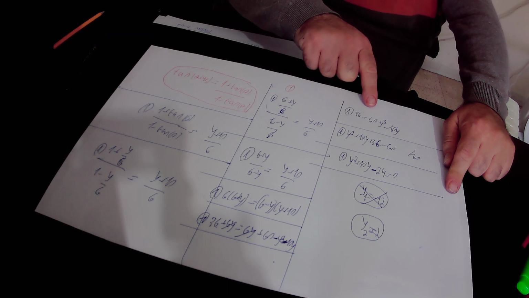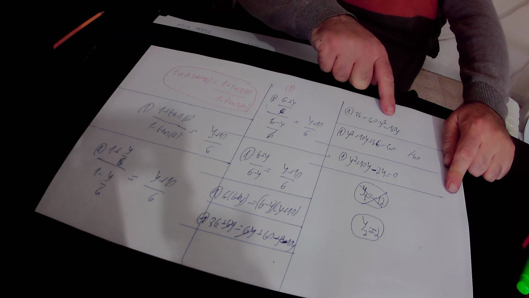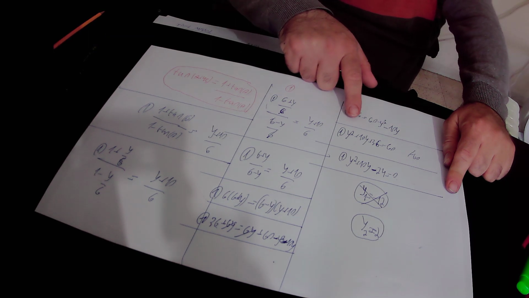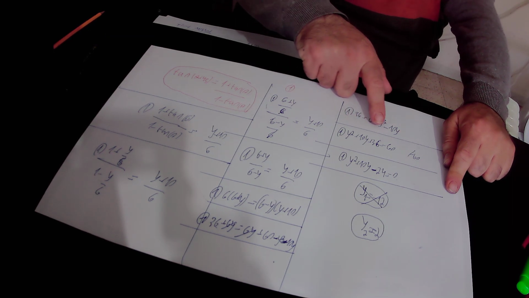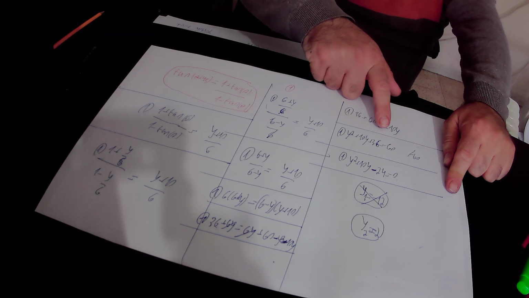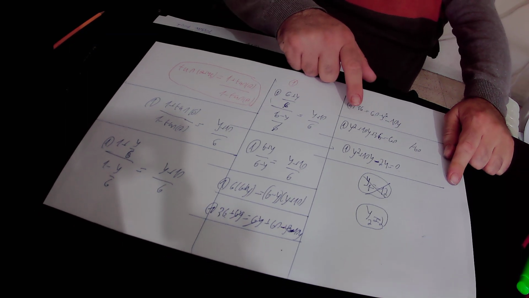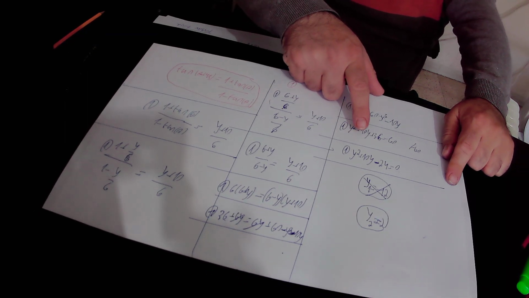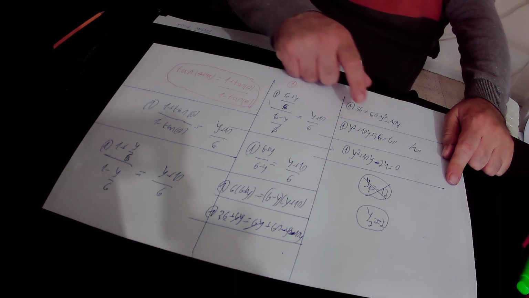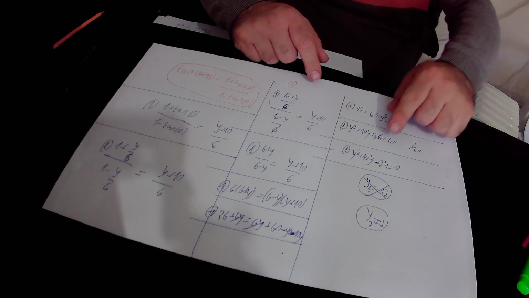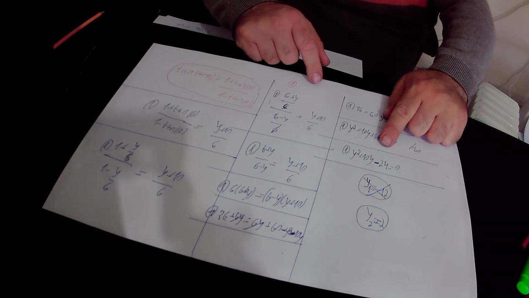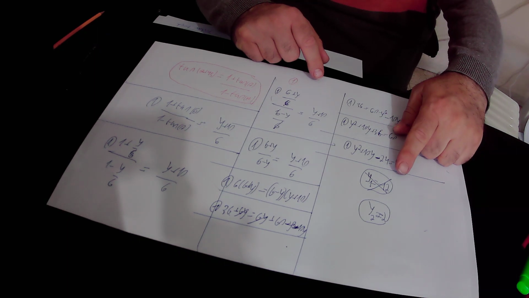We added y squared and 10y to this equation, and found out that y squared plus 10y plus 36 equals 60. We subtracted 60 from this equation, and we found out that y squared plus 10y minus 24 equals 0. So we solved this quadratic equation in the second method, and we had two solutions.